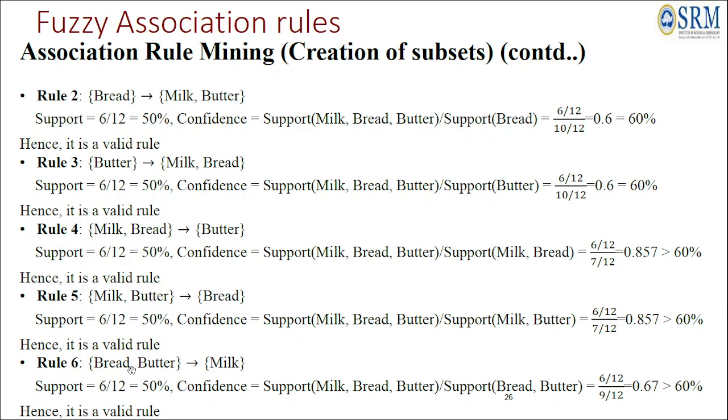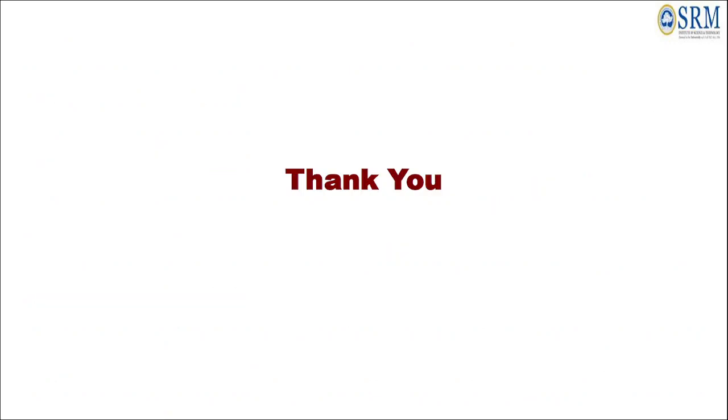Finally, mapping from bread, butter to milk. Here the support is again 50% and the confidence is the support of milk, bread, butter by the support of bread, butter, which is 6 by 12 by 9 by 12, which is again 67%. Okay, so with this we conclude this entire explanation of the Apriori algorithm.